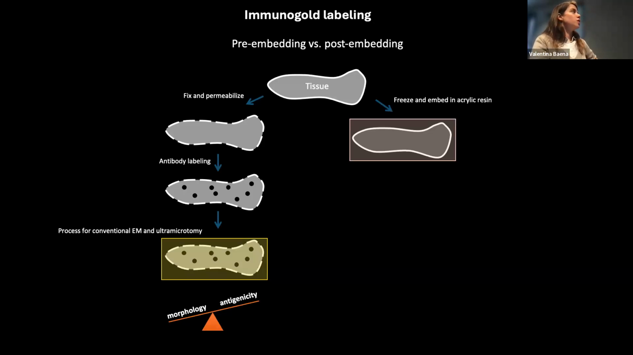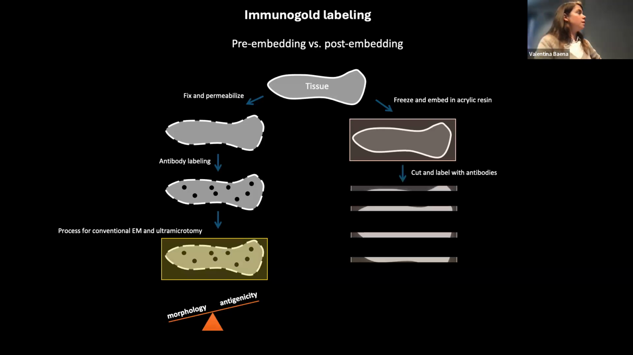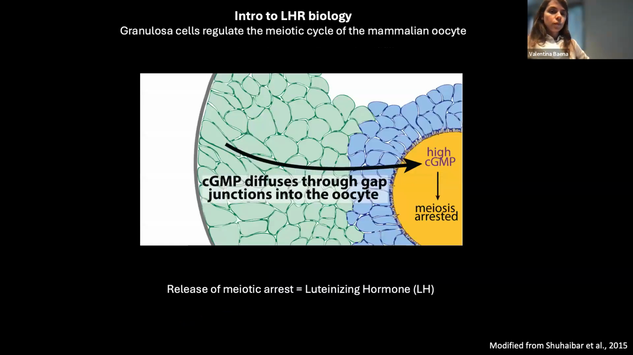On the other hand, we have post-embedding immunolabeling, which is technically difficult, but possible. Typically you want to freeze your tissue if it's thin enough, embed it in an acrylic resin, section that, and then label the sections. The problem here is that the antibodies can only bind to antigens that are exposed on the surface of those sections. So antigenicity tends to be pretty low, specifically because so few antigens are exposed in the sections, but morphology tends to be much better.